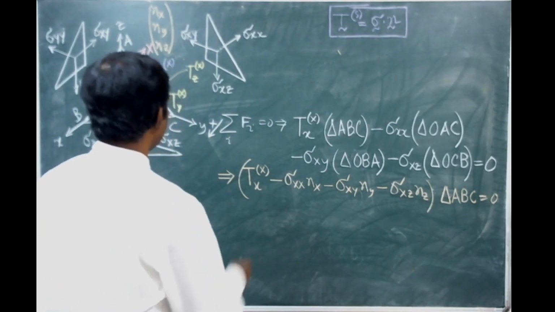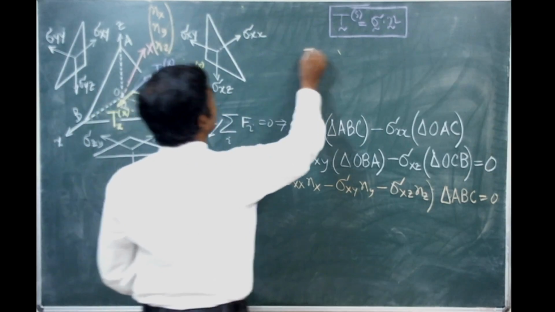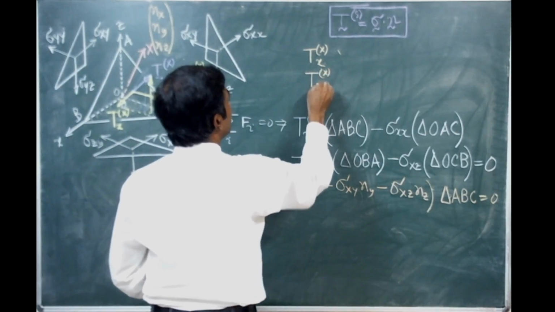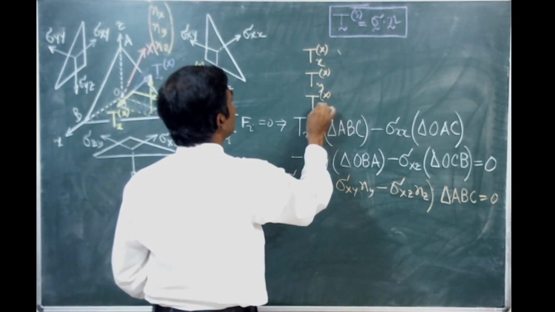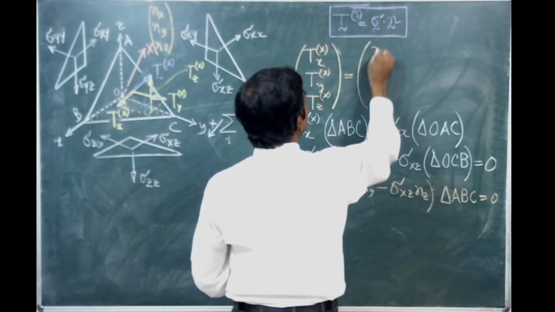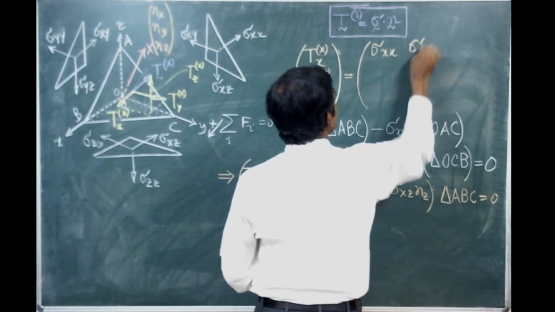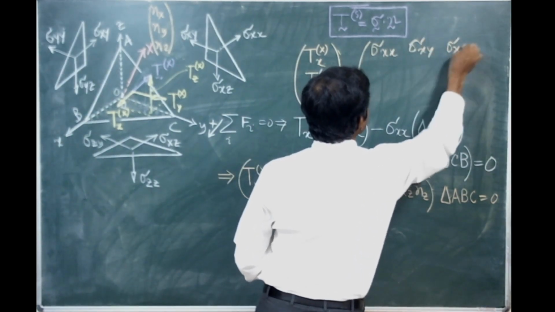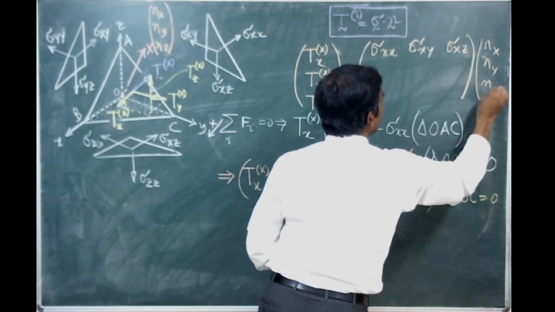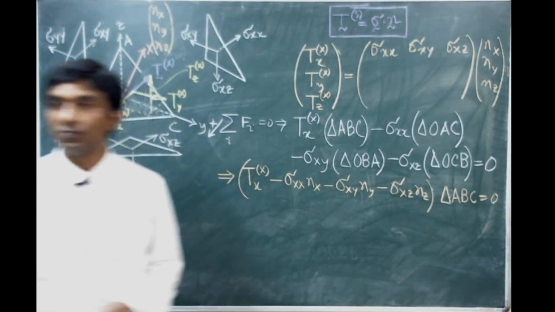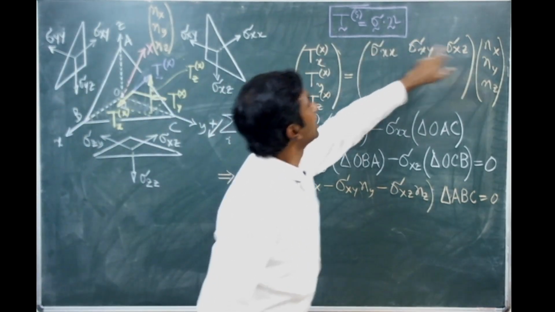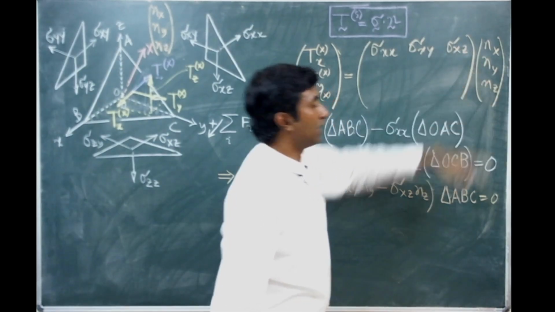So what do we write? Let us write it. Tx of x, Tx of y, Tx of z. So these are the components to be identified, and here sigma xx, sigma xy, sigma xz times nx, ny, and nz. You see the first equation is written here. Tx equals this times that plus this times this plus this times the last entry.